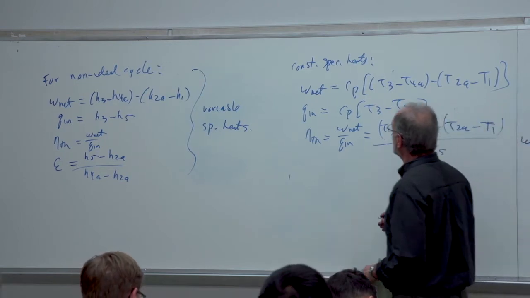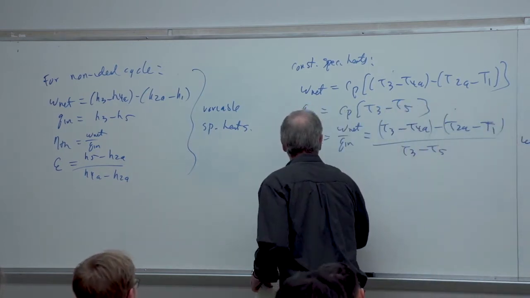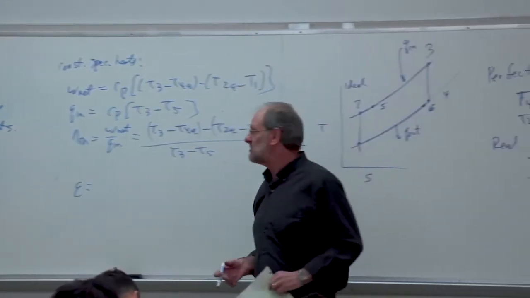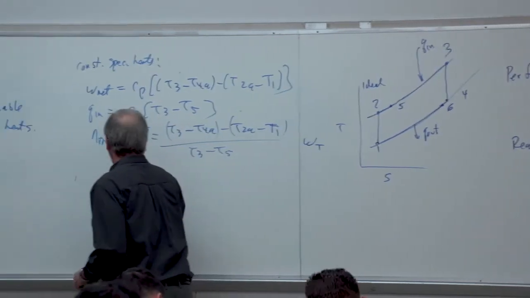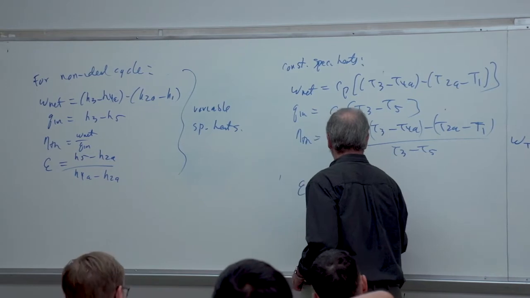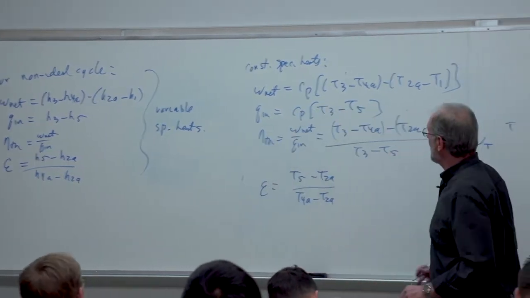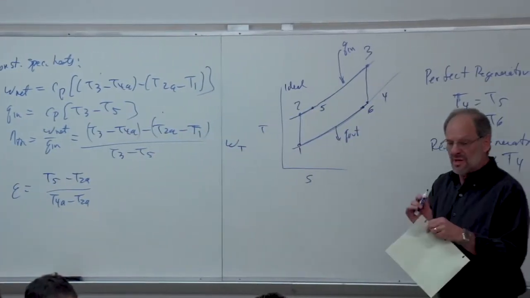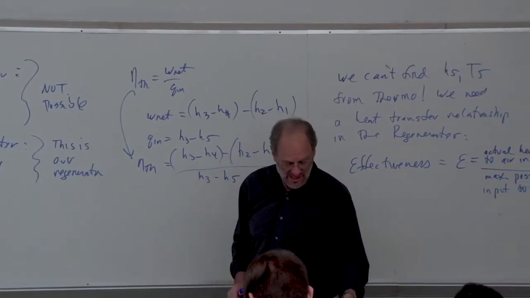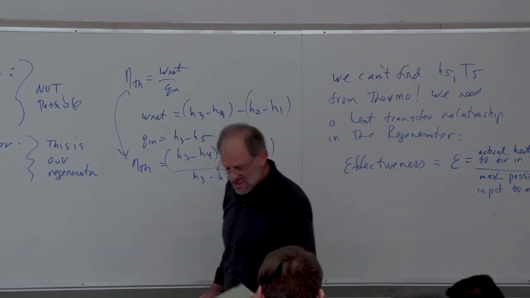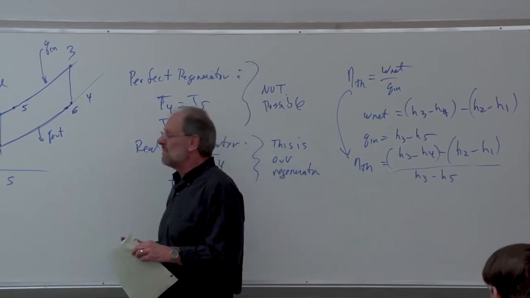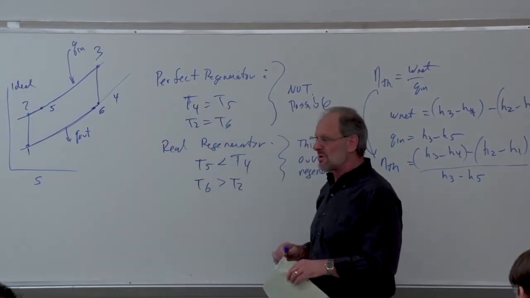Okay. And of course, the regenerator effectiveness, like we saw over here, we're just going to replace the enthalpy change with Cp times the temperature change. Cp's are going to cancel. So T5 minus T2A over T4A minus T2A. And these then would be the equations that we would use. Now the methods of solution are essentially identical. We're still going to go through the isentropic compression and expansion processes. Nothing really changes much. The only real change, again, is the way we find these enthalpy terms.